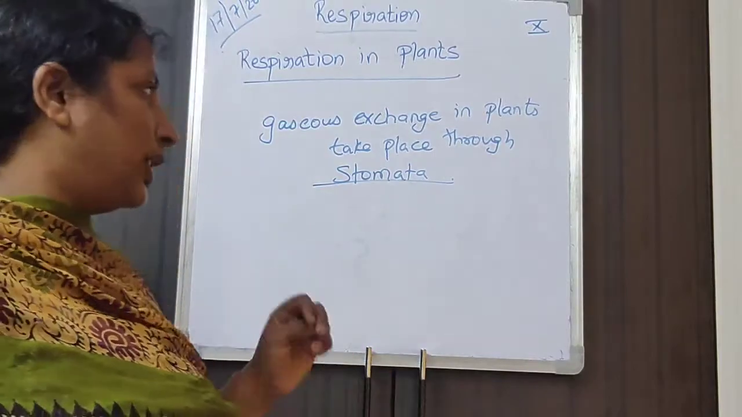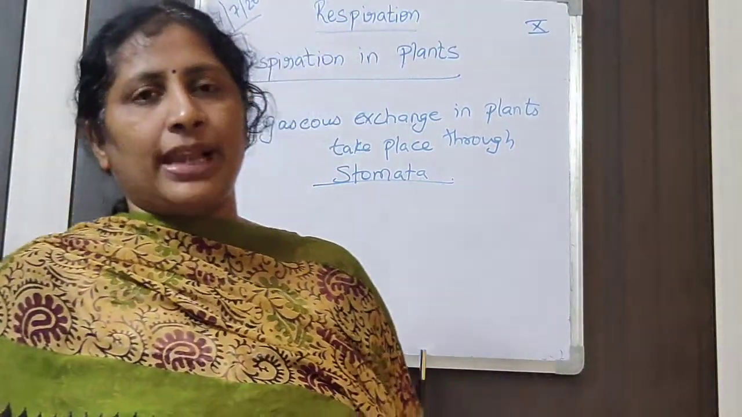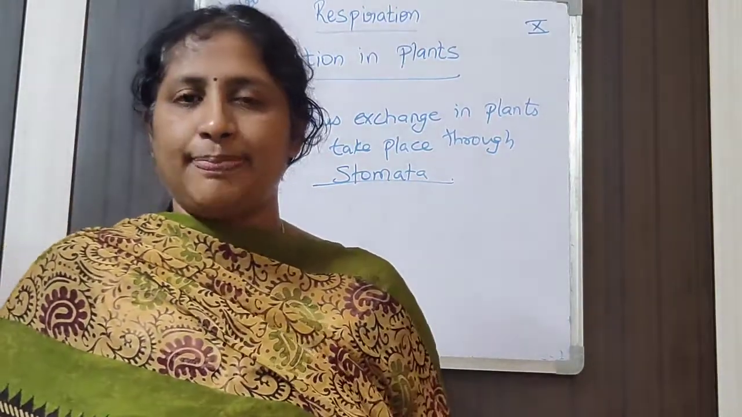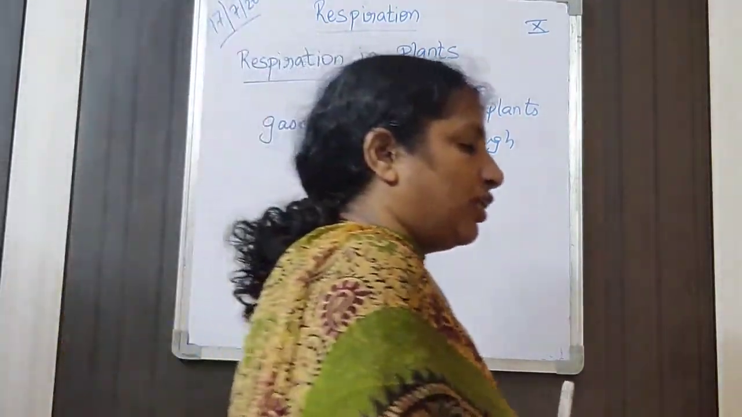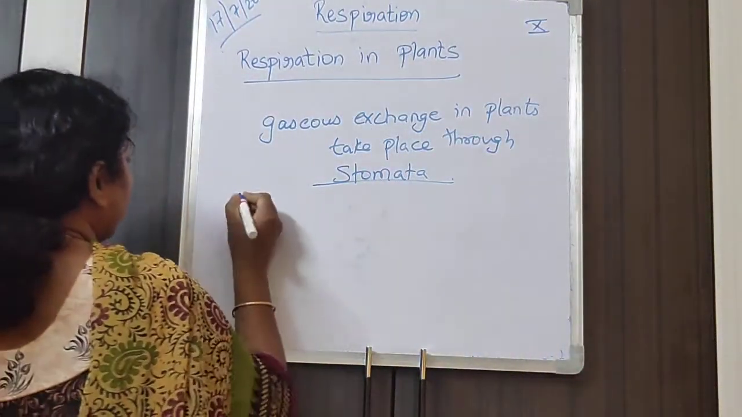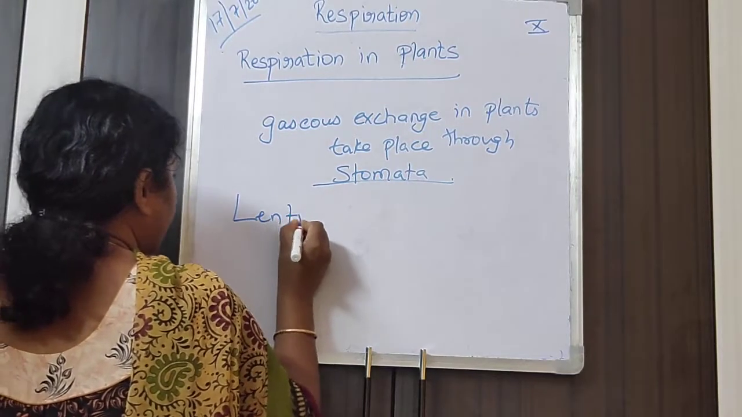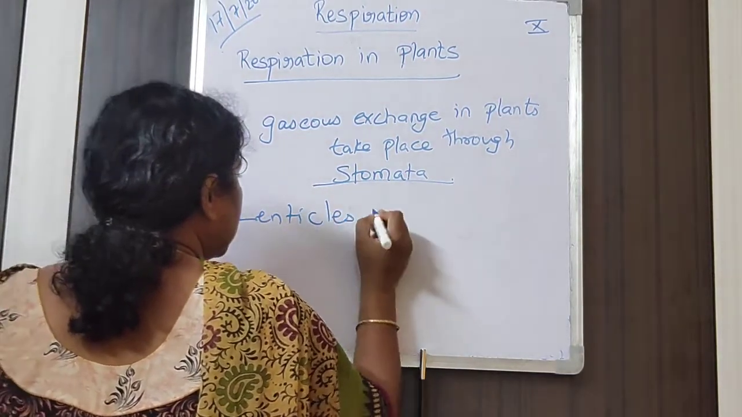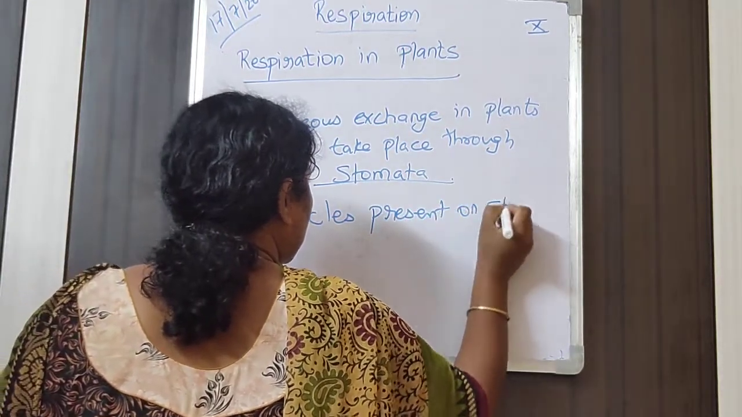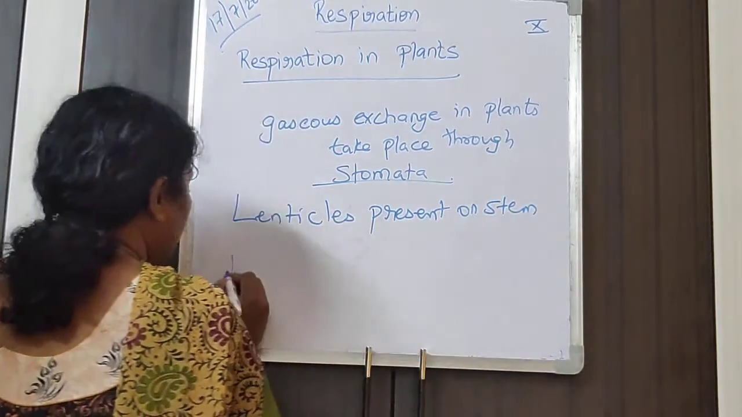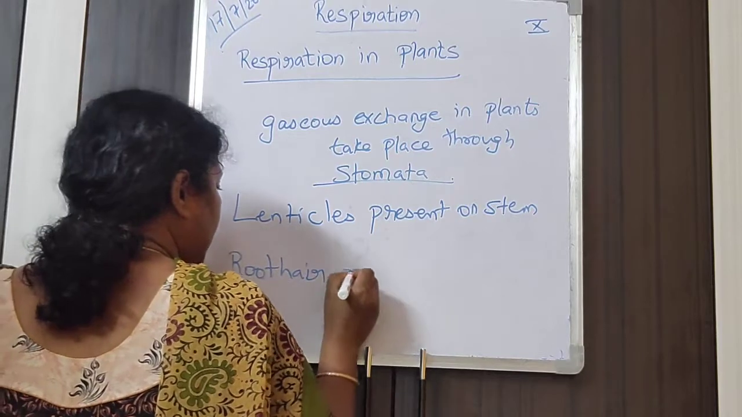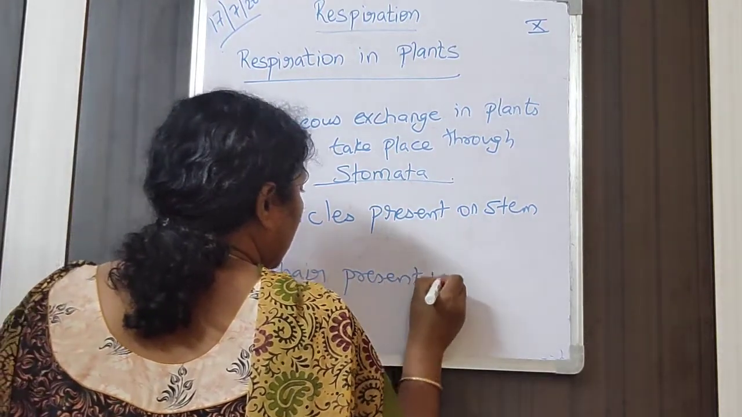We know this. Okay. Now what about other parts of the plant? Like stem, roots. How does the respiration occur in these parts? So along with stomata, the other respiratory organs are lenticels. Lenticels present on the stem and the root hairs present on roots.